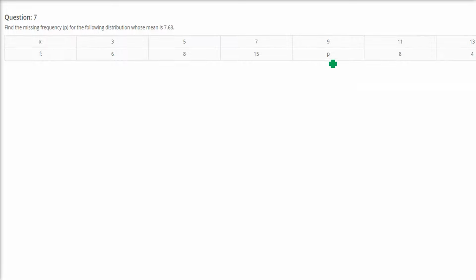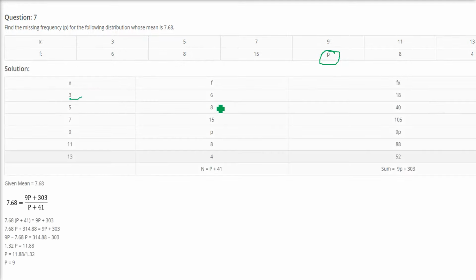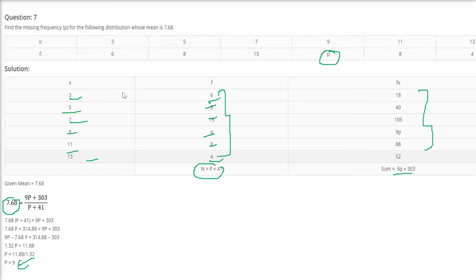Find the missing frequency p. This is the missing frequency we have to find. The distribution has mean as 7.68. So this 3 into 6, 5 into 8, 7 into 15, 9 into p, 11 into 8, 13 into 4, we write here. Then we add them. There is 9p plus 303. We add them and then we divide it by sigma f. So 9p plus 303 by p plus 41 will be equal to 7.68, which is given in the question. To solve for p, p will be 9.